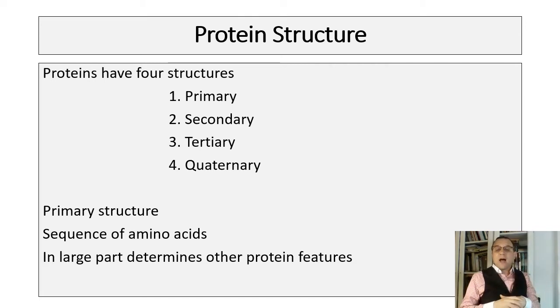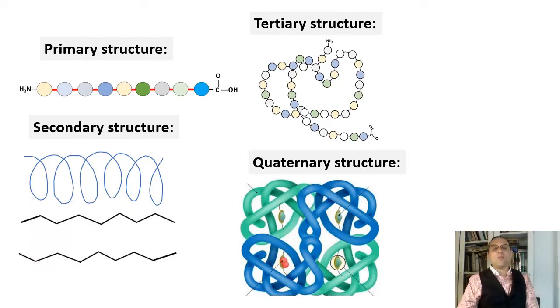In a large part, it determines the other protein features. So it's the shape that actually determines the function of the protein. And here is what I meant by this. Let's take a look at the primary structure. Primary structure means a sequence of different amino acids. I shaded each amino acid with a different color to show you that different amino acids make up this chain. And what do you see here on the end? Carboxyl group, right? And here you could see the amino group. And the lines, of course, represent the covalent bonds.